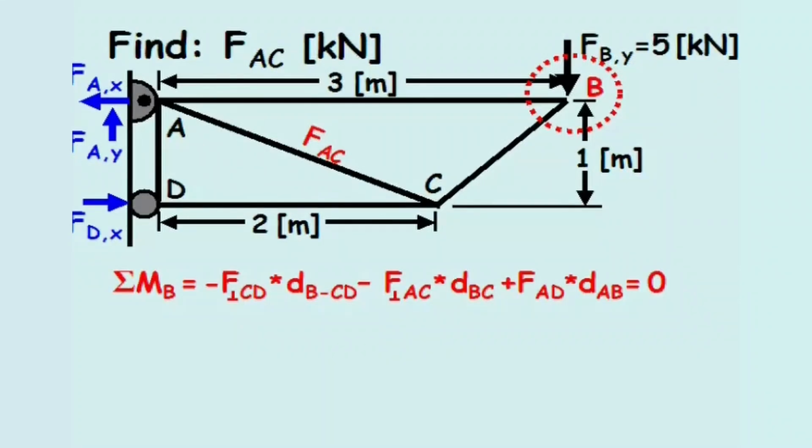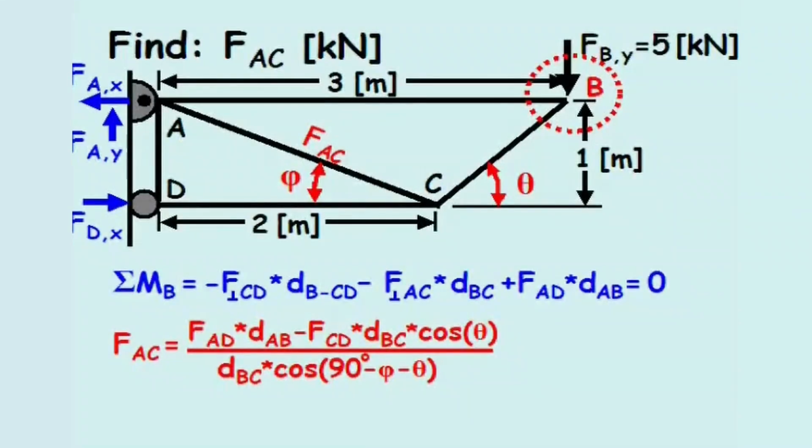If we initially assume all members are in tension, the tensile force in member AC equals the tensile force in member AD times the length of member AB minus the tensile force in member CD times the length of member CD times the cosine of the angle theta, divided by the quantity the length of member BC times the cosine of the quantity 90 degrees minus theta minus phi.